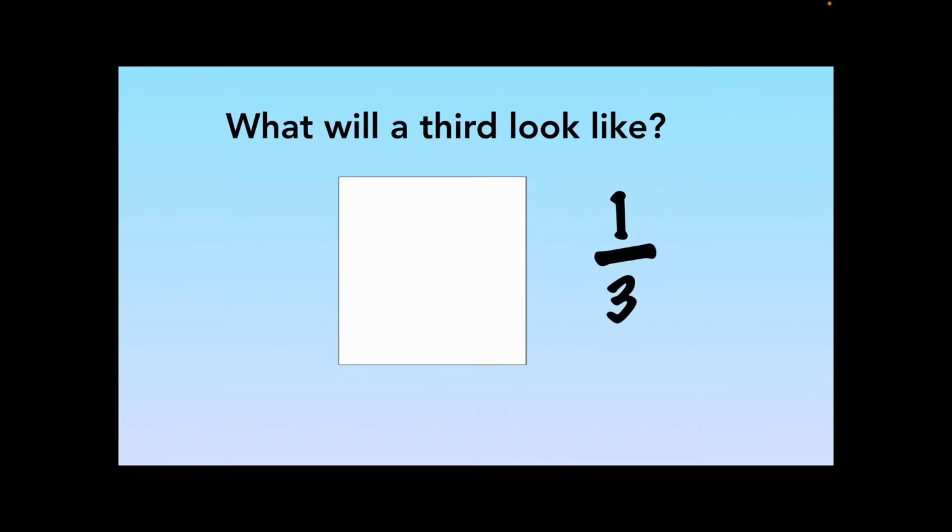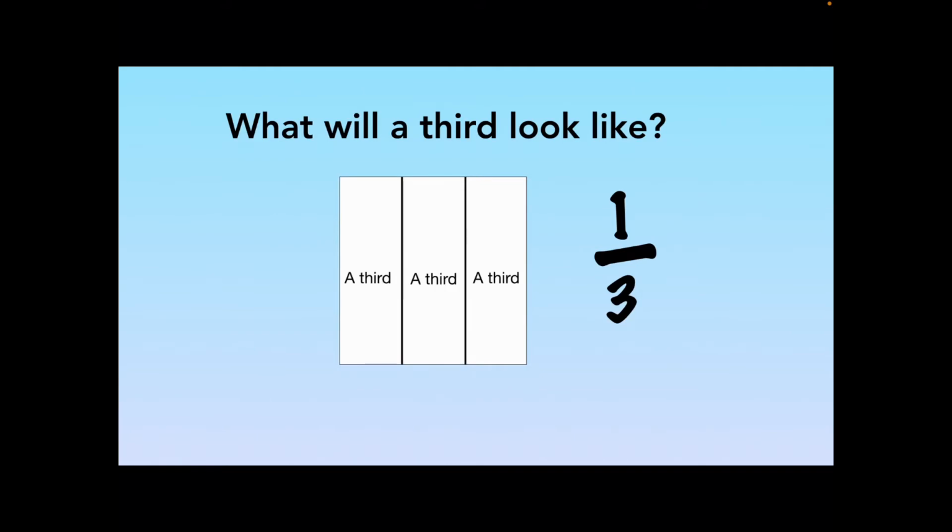So there is a third. The numerator is 1, the denominator is 3. What will a third look like? Pause the video and have a bit of a think what you think a third will look like. So to help you a little bit with your thinking, let's look at the denominator there. What is the denominator? That's 3. So if you said that we split the whole shape into 3 equal parts, you were correct.